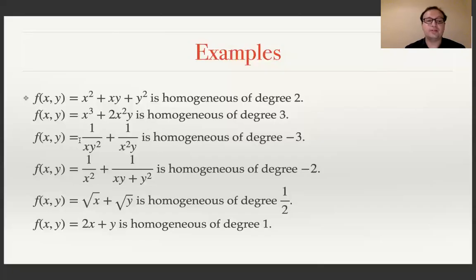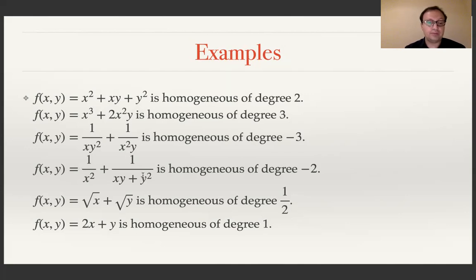You can also have homogeneous functions of negative degree. For example, 1 over xy squared plus 1 over x squared y. Both terms have degree -3 because the powers add up to -3. So 1 over x has power -1, the degree if you want, and 1 over y squared has degree -2. So it adds up to -3. And same for 1 over x squared y.